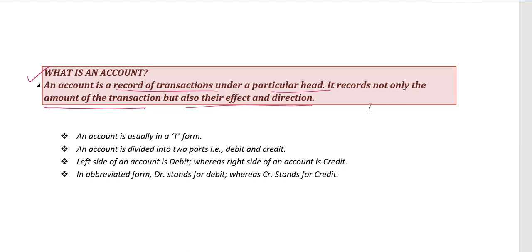Let's see a quick few points. An account is usually in a T form. It is divided into two parts, debit and credit. The left side of an account is debit, whereas the right side of an account is credit. In abbreviated form, DR is debit, whereas CR is credit.